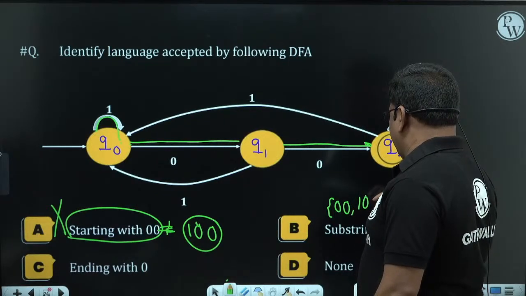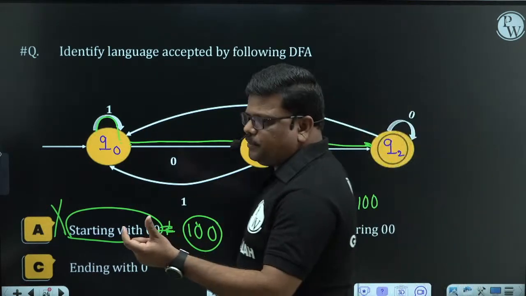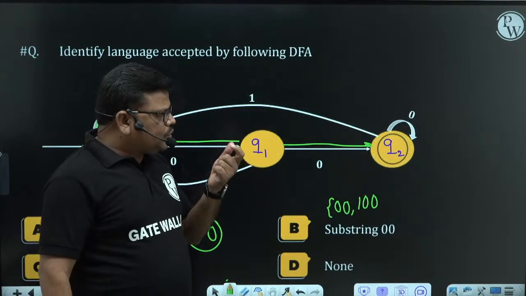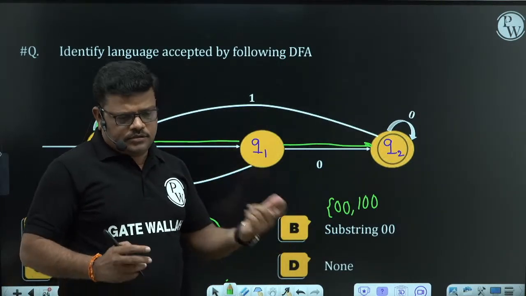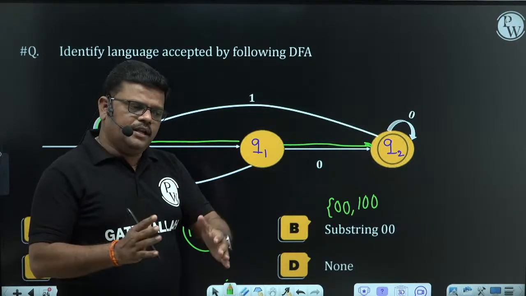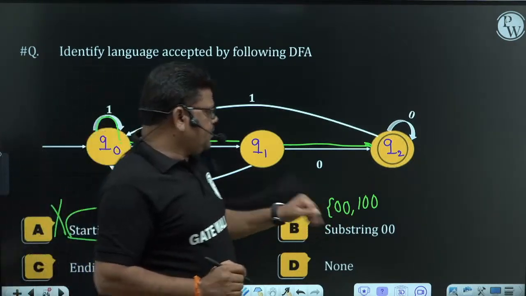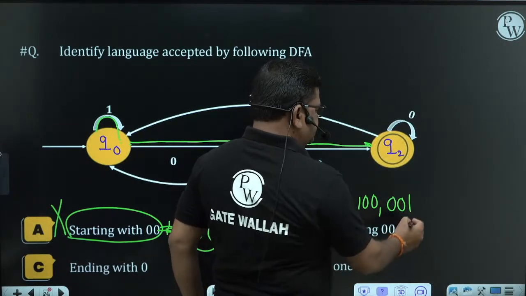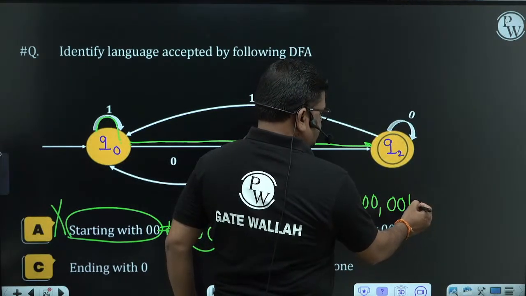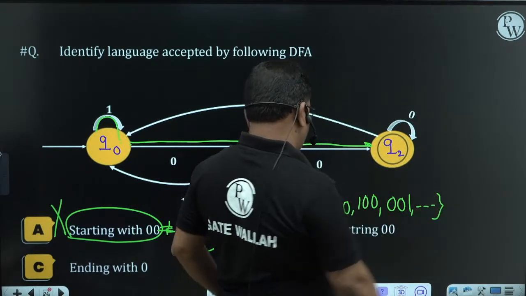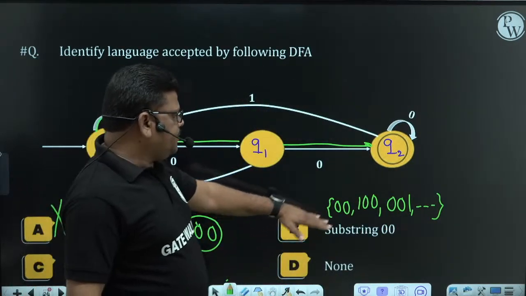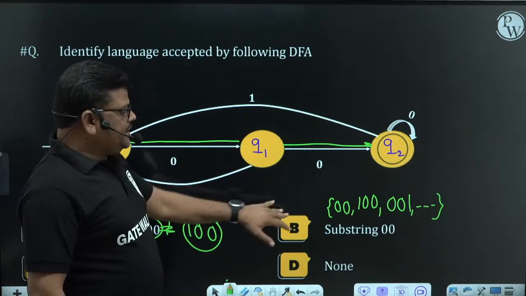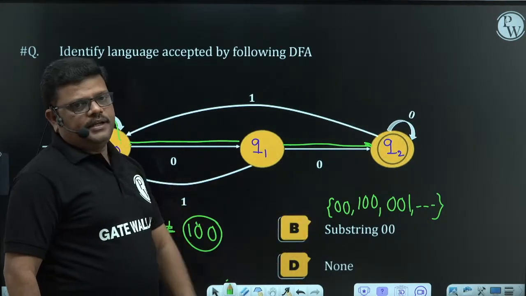Substring 00 means consecutive two zeros should be there. Those two zeros can be in the starting, in the middle, in the ending, anywhere. So this is one of the valid things. 001 is also valid. According to option B, these are the possible strings present in that language. So if all these types of strings are accepted, then only B will be the right answer.